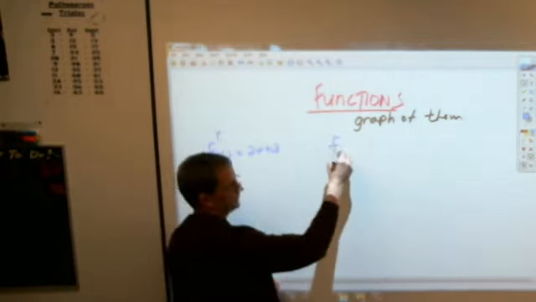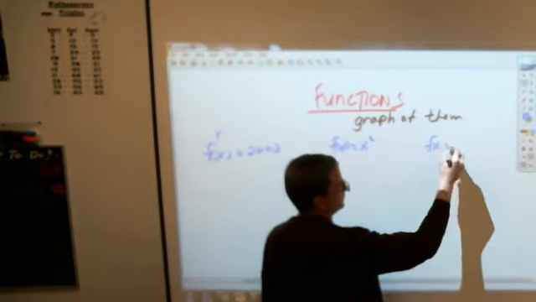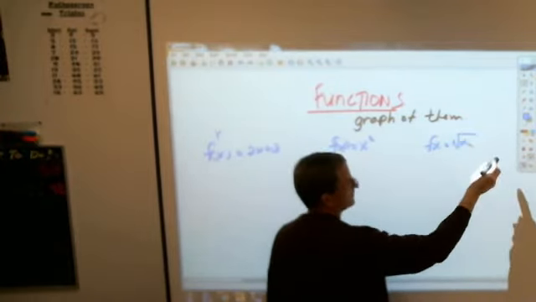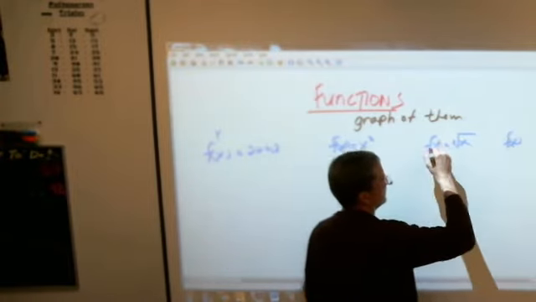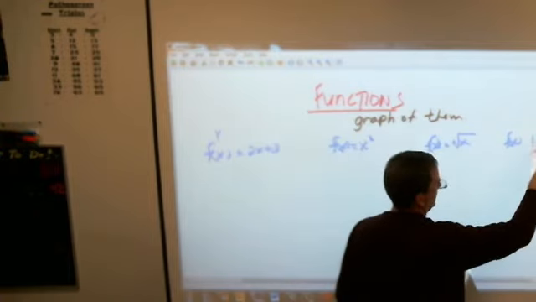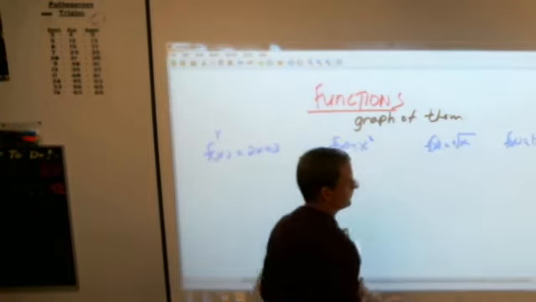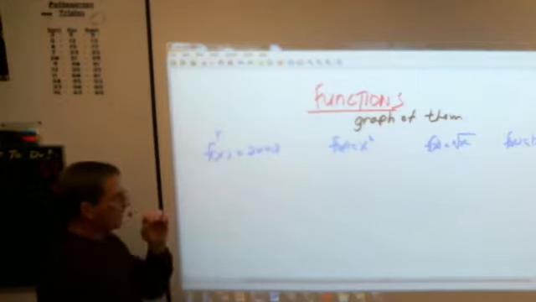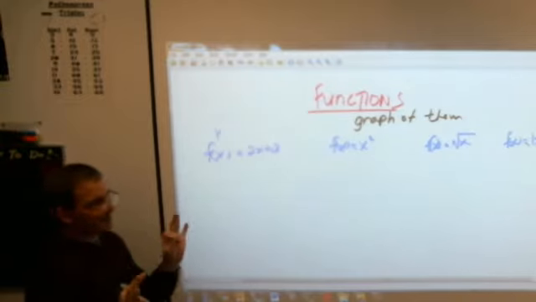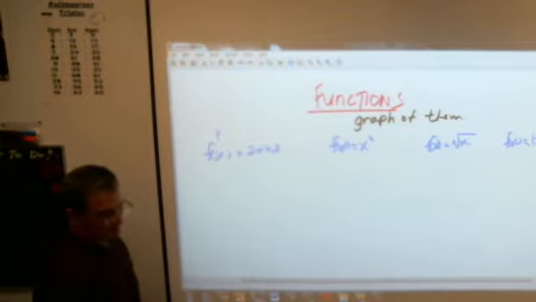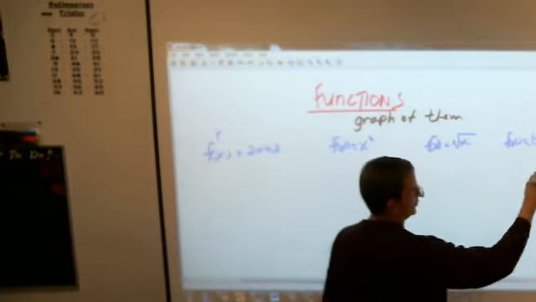And then we've got the function of x equals x squared. We've got the function of x equals the square root of x. And we've got the function of x equals the absolute value of x. You just need to recognize how the graphs of those 4 different things look different. Okay?